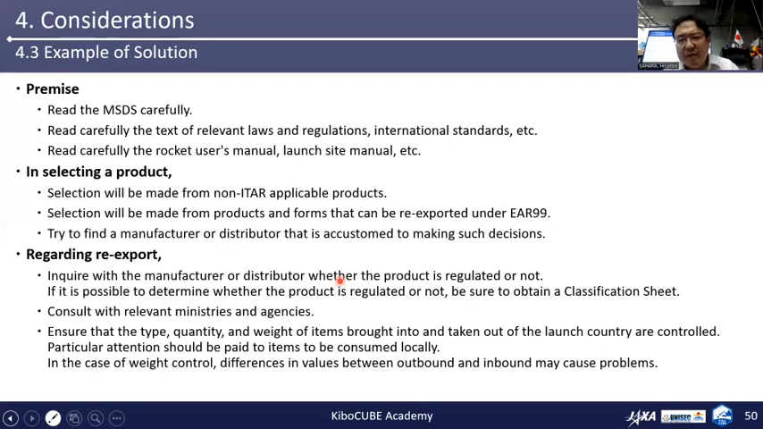Specific examples will be presented. The premise and the purchase and re-export of goods are summarized here again.